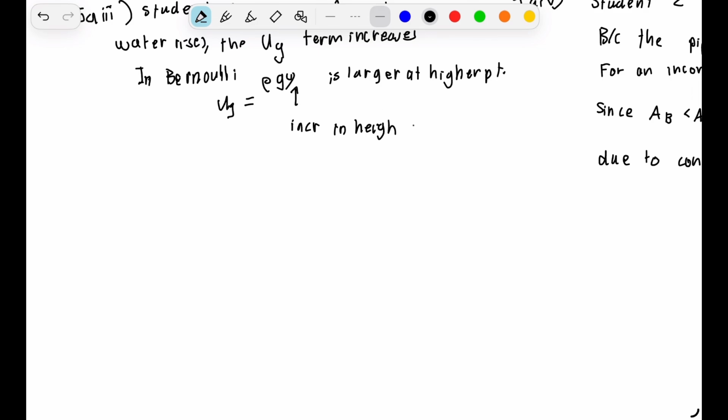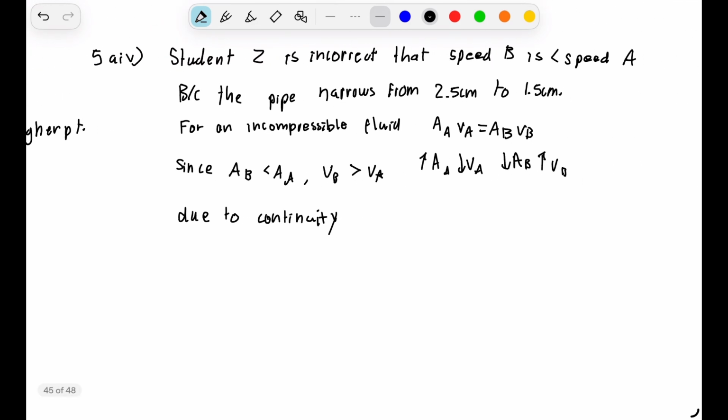as it rises to a higher height. Now, what the student Z is incorrect about is that at speed B, it is going to be a less value than at speed A. And the reason is because the pipe is going to narrow from diameter 2.5 centimeters at point A to 1.5 centimeters of a diameter at point B.